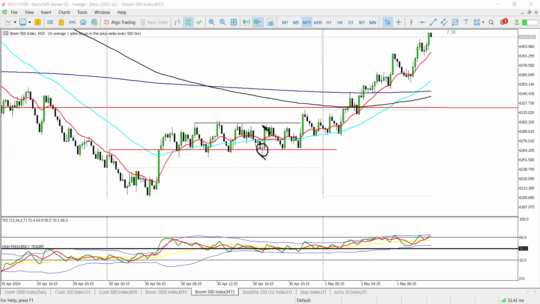You see this candle here. I did not buy here, I did not buy here, I did not buy here. But when I saw this, I was like, you know what? Here the candlesticks were not really convincing.